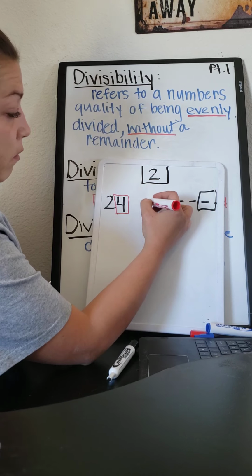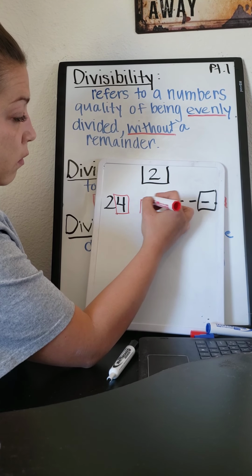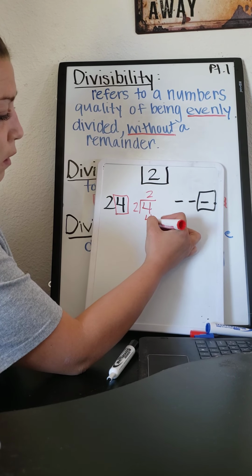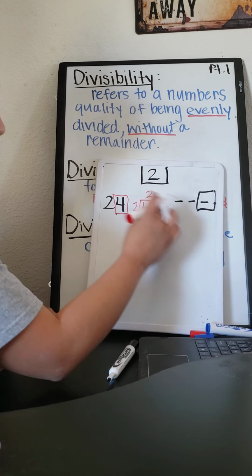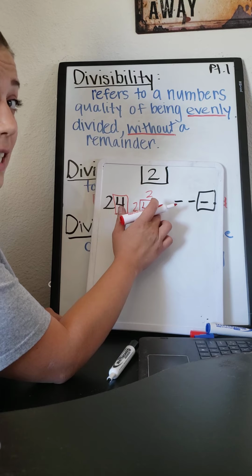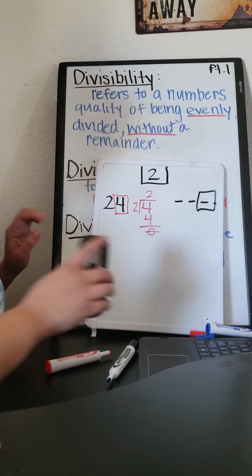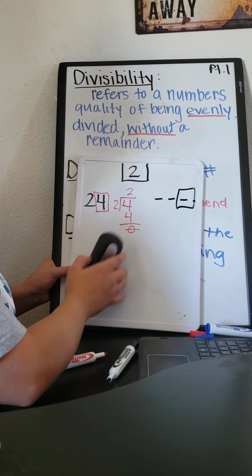Let's try and find out. 4 divided by 2. 2 goes into 4 2 times. 2 times 2 is 4. That equals our problem out. So we know that the number 4 is, in fact, divisible by 2. Let's try it with a different number and see if we can get the same results.